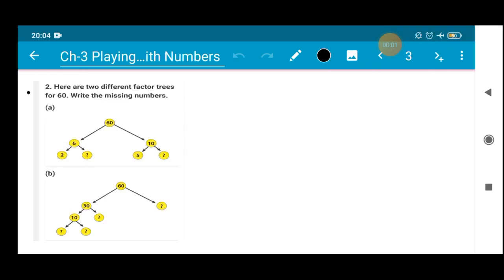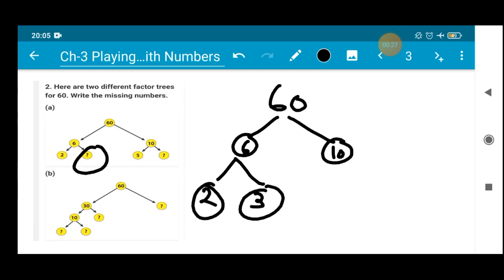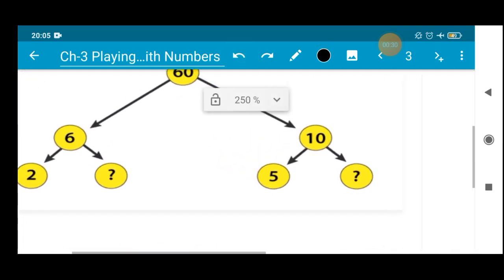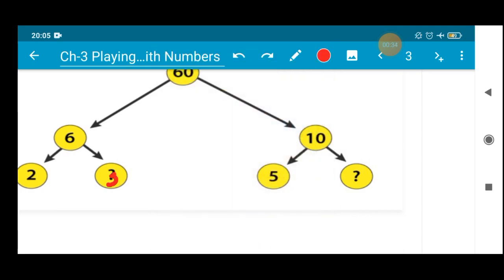Our next question is question number 2 from exercise 3.5. It states that here are two different factor trees for 60. A factor tree is nothing but a tree of factors, branches of factors. So 6 into 10. 6 and 10 are the factors of 60. Now to get 6, what do we have to do? 2 into 3. So this blank will be filled by 3, because 2 3s are 6, isn't it? Very easy one.